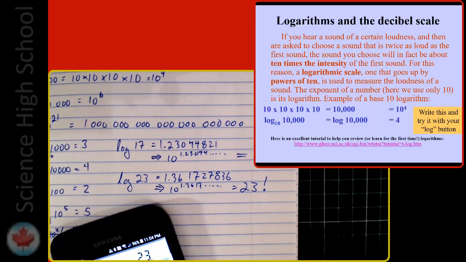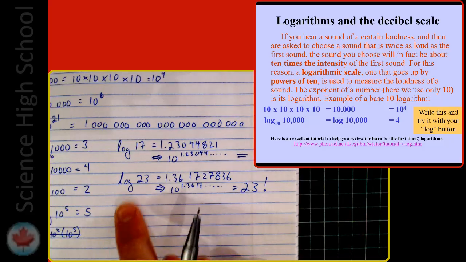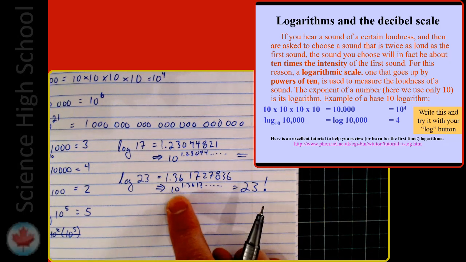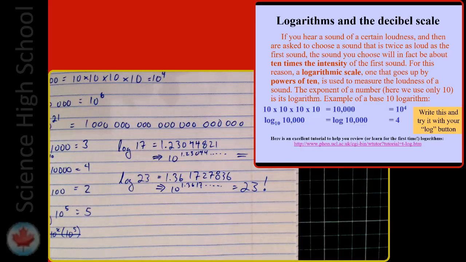That's what log is for. Log is like the opposite of 10 to the power of, if you like. In other words, if I have log of 23, it's telling me what I would have to have 10 to the power of to get back to 23. All right, I feel satisfied with that. I feel like I sort of get what the log button is for.